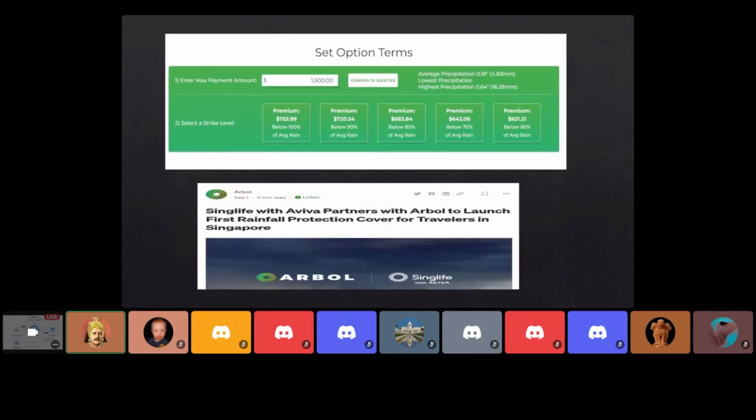I just wanted to show a particular interesting phenomenon that they have. For example, if you consider rainfall precipitation based cover, you have the average precipitation is 4.83 and then you have the option like you'll have to pay $753 premium to get the payout if the average rain goes below 100%. If you need to get the payout when the average rain goes below 90%, you have to pay a lesser premium. So they provide you options for premium to set the parameters for the insurance that you wish to take.